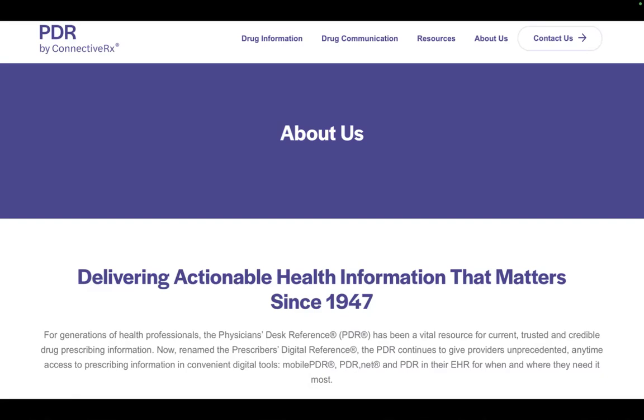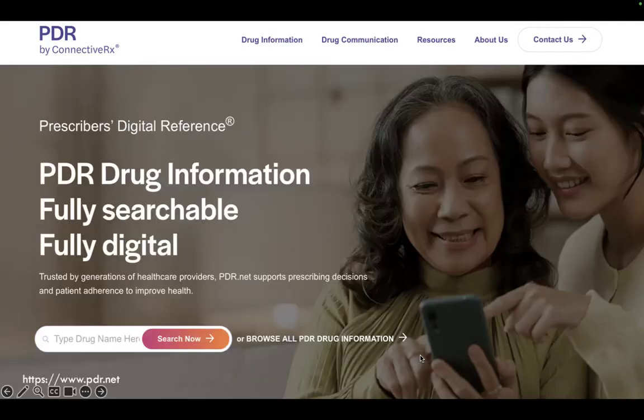In 2018, they no longer have a physical book. It's called Prescriber's Digital Reference, also called PDR. This is how PDR looks like now, because of going green, no more physical book. You can get this from the website, pdr.net, and you can actually go and search. This is the part I will demo to them.